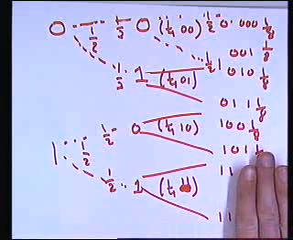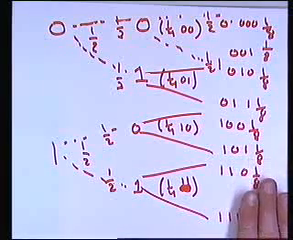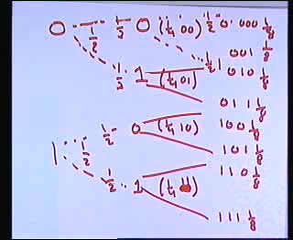1-1 occurs 1/4 of the time. Half of those are 1-1-0. Half of them are 1-1-1. And so that's what we'll want.